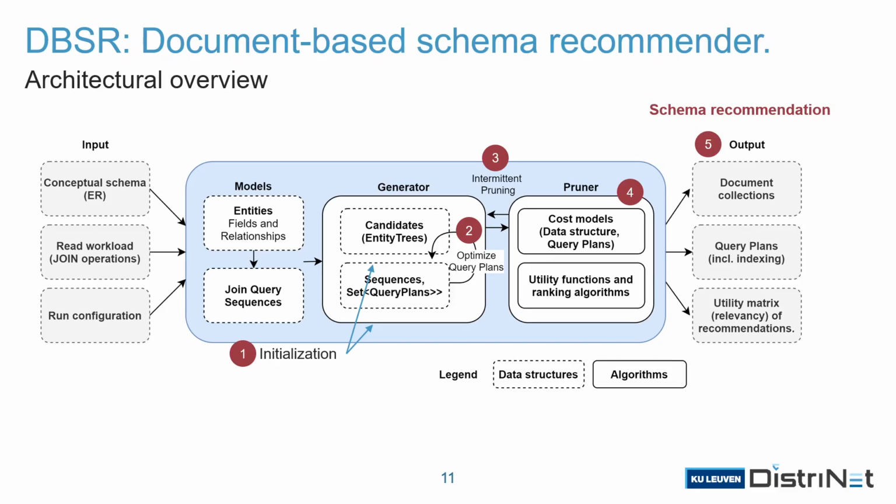The recommender will output a set of document collections, and also a set of query plans on how you can answer each original join query. This query plan will also specify whether or not it requires secondary indexing. And thirdly, the recommender will output a matrix which provides insights on the costs of the query plans involved, but also the documents, and very importantly on how efficient the document is globally in answering the workload. So it provides some good insight.